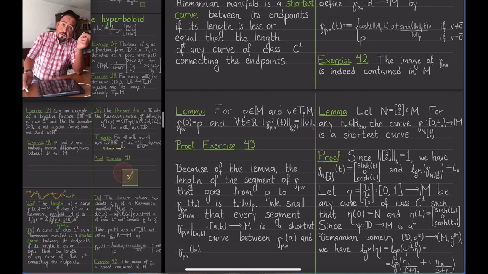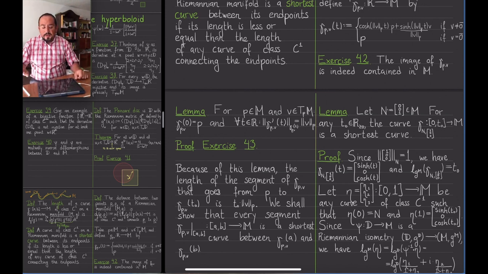Now, don't get confused. The fact that something is parametrized by arc length doesn't mean that it's a shortest curve. Just think, in the Euclidean plane, take any curve, and with some tricks, many times one can find a parametrization of that curve with arc length. But that doesn't mean that the given curve was a straight line. So same thing here. The fact that we already achieved parametrization by arc length doesn't mean it's a shortest curve, so we have to do something.